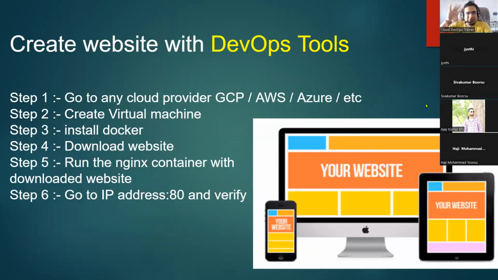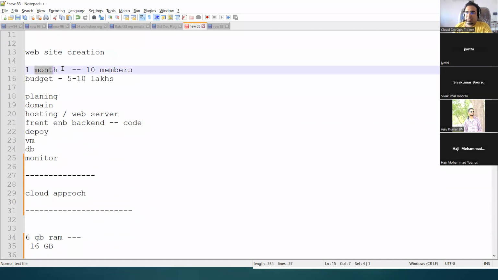Chalo, as I told, we are going to create something in today's session. Let's create a website with the help of a DevOps tool, or with the help of cloud technology. Earlier we talked about needing a budget and a time. Are you still agreed with this, or do you want to change something to create any website? One hour, one member, with the help of the AWS cloud approach. Okay, one hour, one member.